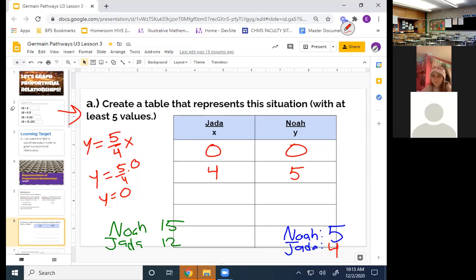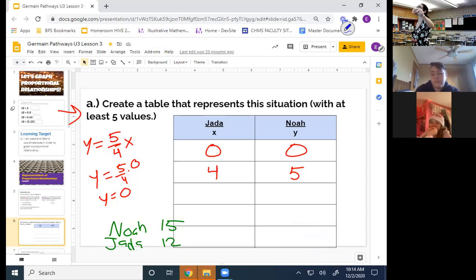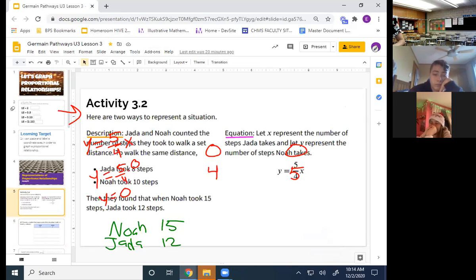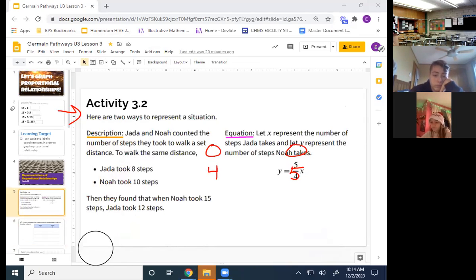Very good. Jaden Ramos, can you help me out and give me another set of points that I can talk about when I'm talking about Jada and Noah? I put them together. What do you think, Jaden? Why don't we use one of the sets? That's a good one, Jaden. But let's use one from the story. We had some more sets on the last slide here. What were some more sets of points that they walked?